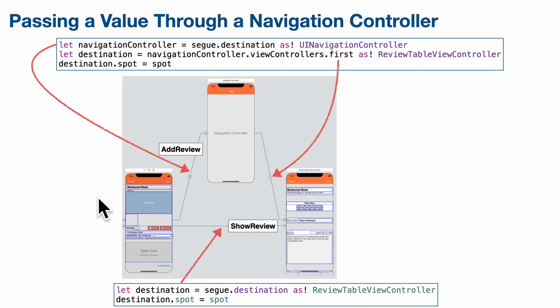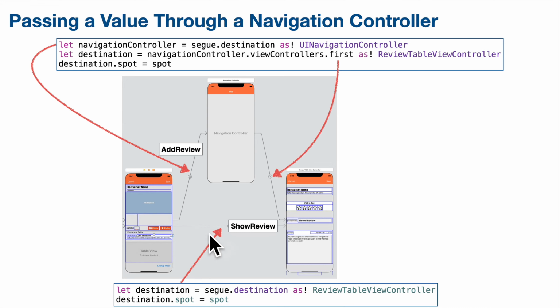Now, most of the time when we pass data to a view controller, we're doing it when a user clicks on a table view cell and we show segue directly to some kind of detail view controller. That's what we're doing if the user clicks on a review in the list of reviews in this table view. See how there's no navigation controller between when we click on the table view cell and we go to the review table view controller. But up here, when we add a review, we've got a bit of a challenge.